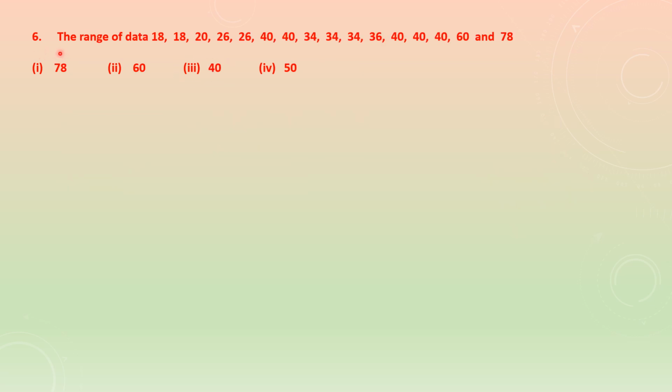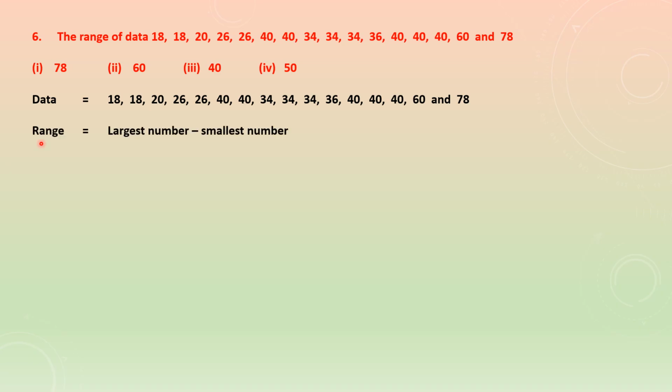Question 6. The range of data. So we have the data given to us. Now we have to find the range. So this is different again. So first thing, let's write down the data. So this is our data. Range means the largest number minus the smallest number.